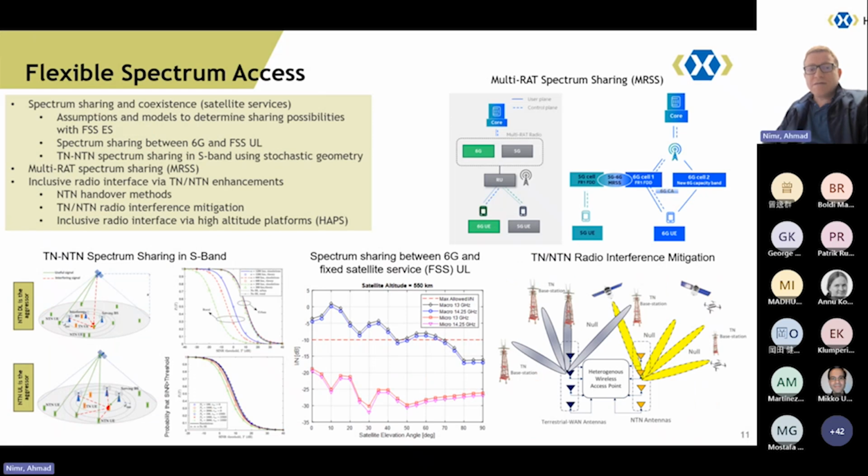Yeah, for spectrum access, also a couple of areas were covered, and in particular, some studies on spectrum sharing with fixed satellite, multi-RAT spectrum sharing, and some studies on NTN radio interference enhancement, mainly focusing on the mobility part as well as interference mitigation.